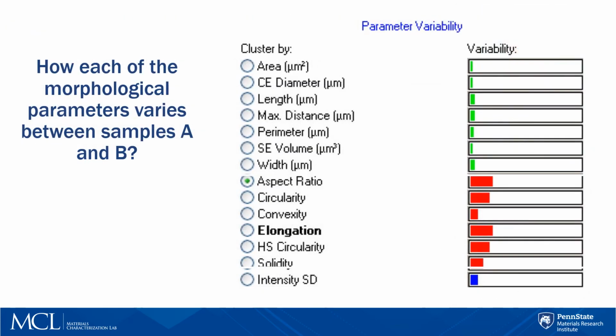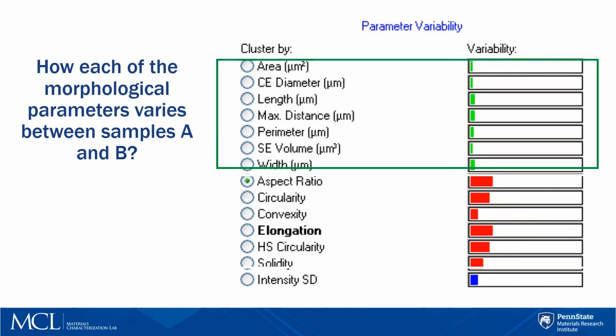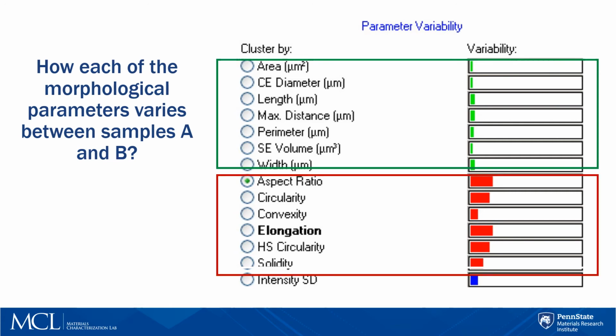This is a parameter variability plot showing the degree of difference between the two metallic powder samples for each parameter analyzed. The green bars are related to the particle size and the red bars to the particle shape. The length of each bar indicates the degree of difference between the samples for each parameter. Clearly, there are minimal differences between the two samples in terms of size parameters, but there are differences in terms of some of the shape parameters, in particular elongation and aspect ratio.